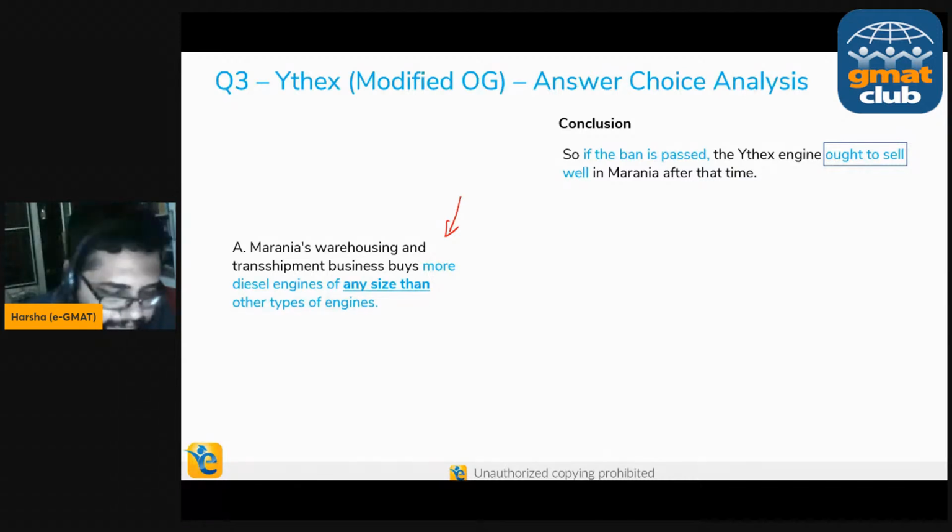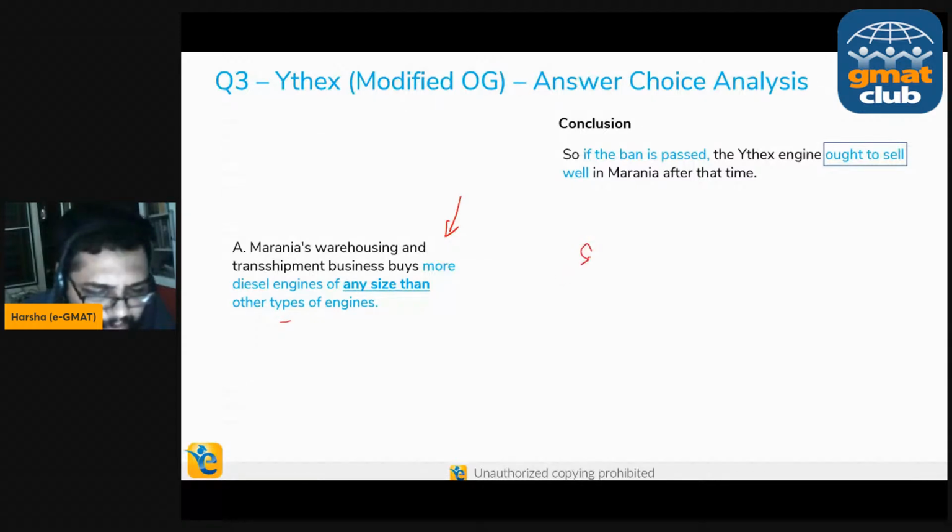So what's being said here? Marania's warehousing and transshipment businesses, okay, some certain businesses, warehousing, of course, we saw earlier also, they buy more diesel, correct, of any size than other types of engines. Use examples to understand complex choices. It will make your life so much easier. What does this exactly mean? Simple. Marania buys more diesel engines of any size.